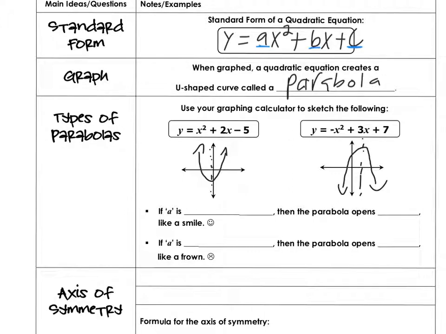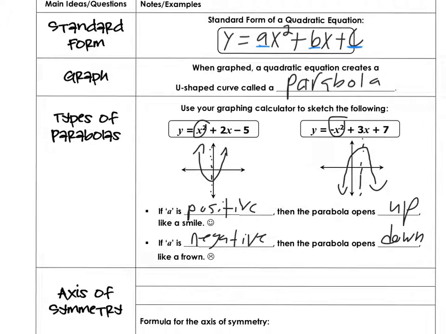If a is positive, then the parabola opens up. So positive, it opens up like a smile. So that's an easy way to remember. If a is negative, then the parabola opens down like a frown. So that's an easy way to remember, if this x squared term up here is positive or negative, which way the parabola is going to open.